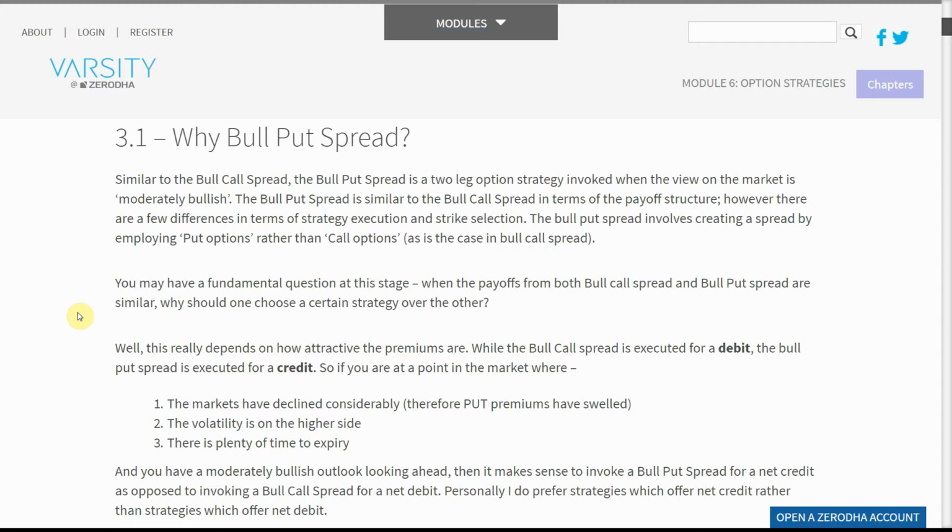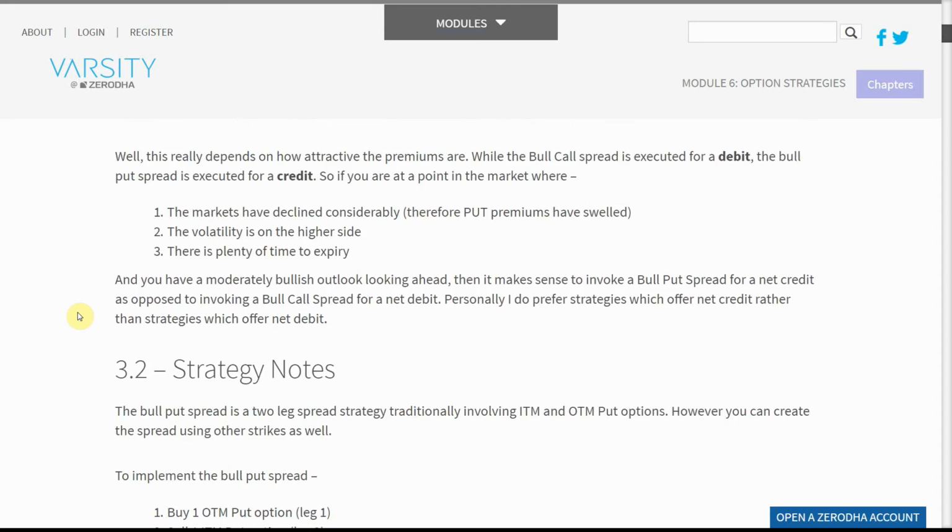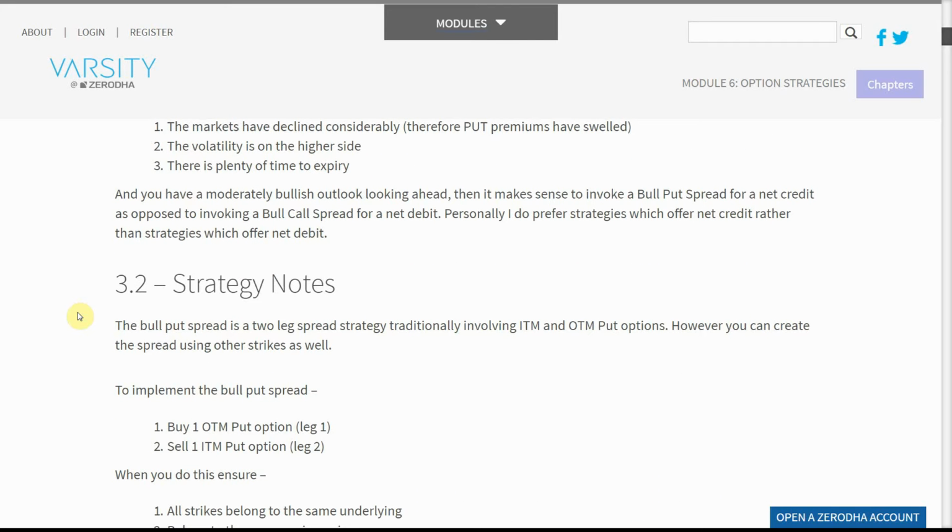So if you are at a point in the market where the markets have declined considerably, therefore put premiums have swelled, the volatility is on the higher side, there is plenty of time to expiry, and you have a moderately bullish outlook looking ahead, then it makes sense to invoke a bull put spread for a net credit as opposed to invoking a bull call spread for a net debit. Personally, I do prefer strategies which offer net credit rather than strategies which offer net debit.